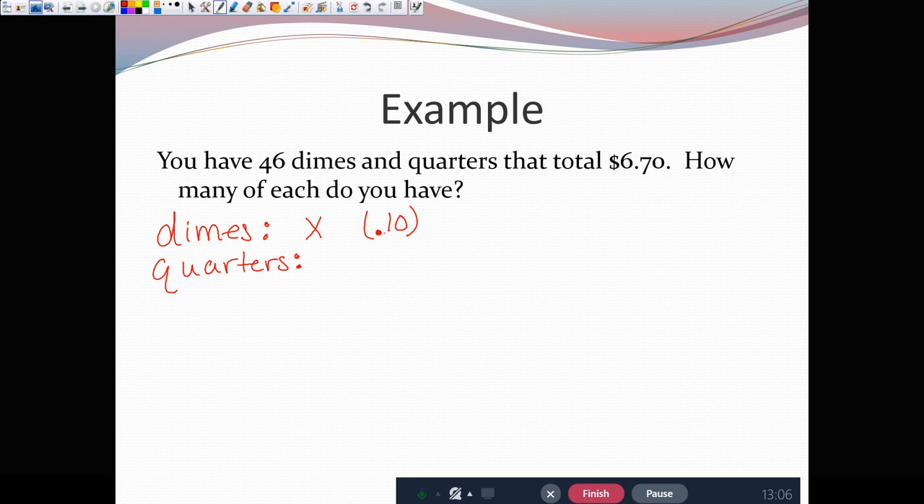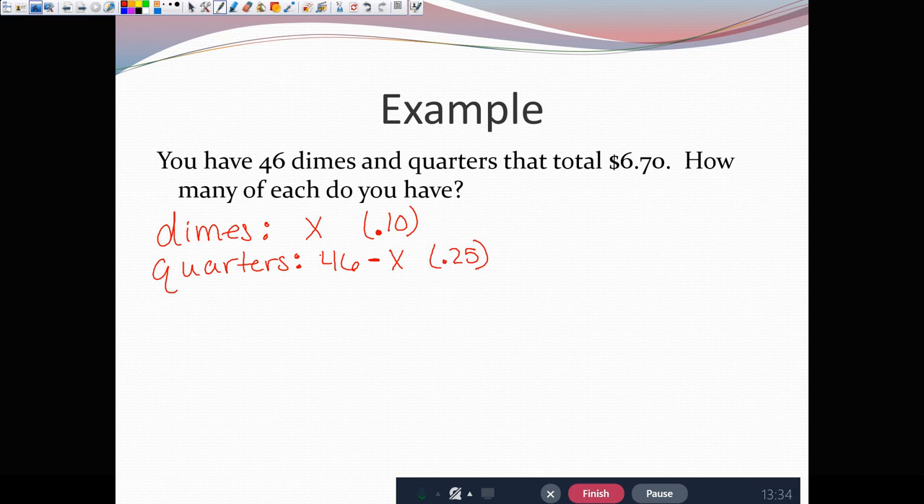Okay? And I have 46 dimes and quarters. So if I were to take away my dimes from the total, how could I figure out quarters? I have 46, and I'm going to subtract my dimes, my x. And what do quarters represent? 25 cents, or 0.25. I just want to make sure I have all my information down. So now I can create my problem.